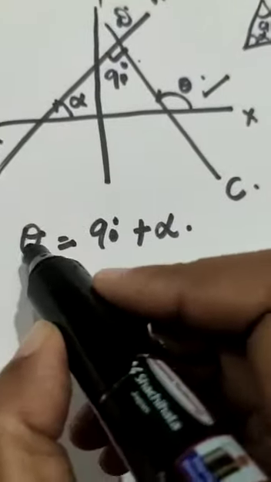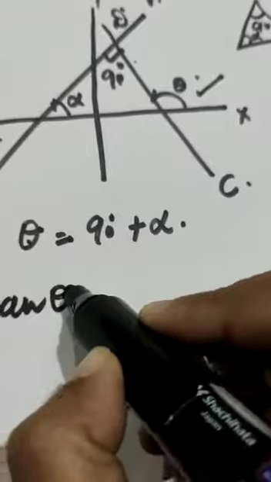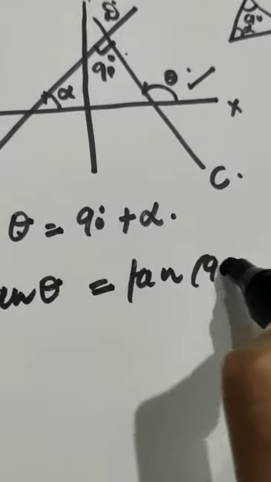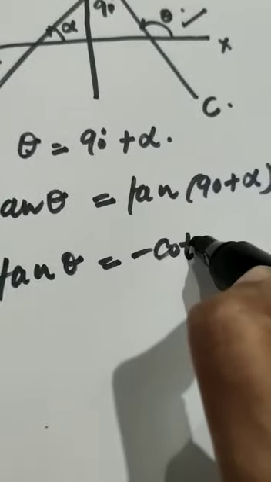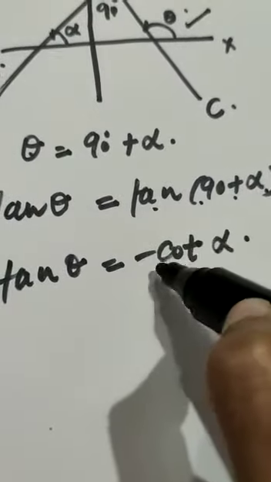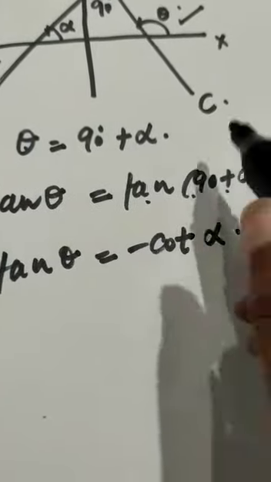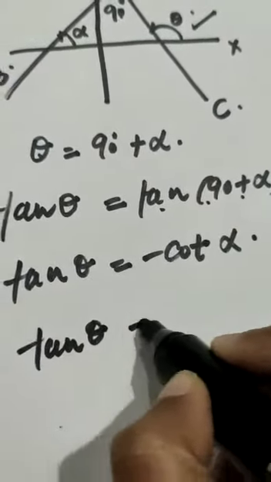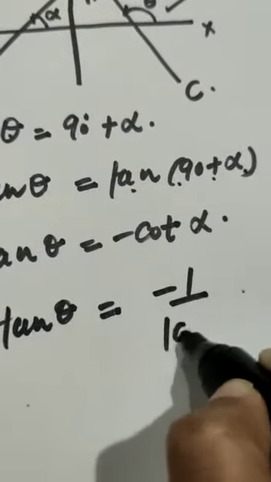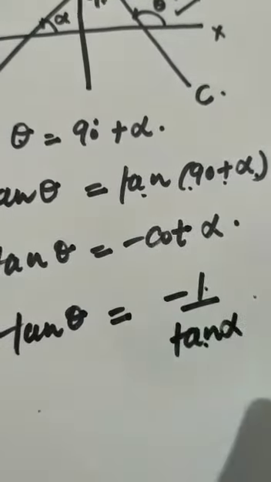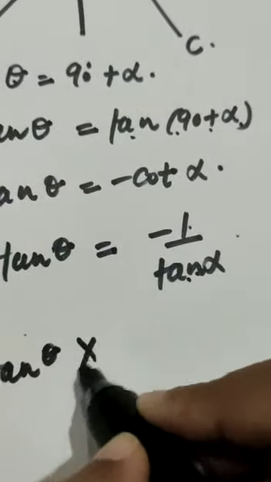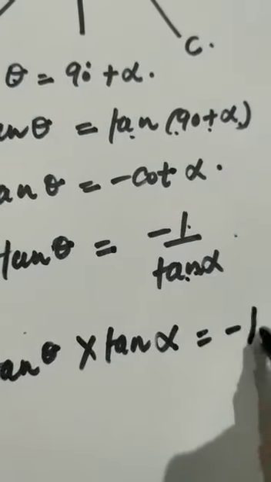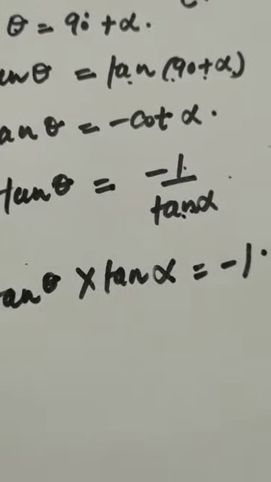Now look, if we take the slope of this angle, tan theta, this side also tan of 90 plus alpha, we will find out the slope. So tan 90 plus alpha is equals to minus cot alpha. So tan theta is equals to minus cot alpha, and cot can be written as 1 over tan. We have already done this in trigonometry. So tan theta into tan alpha is equals to minus 1.